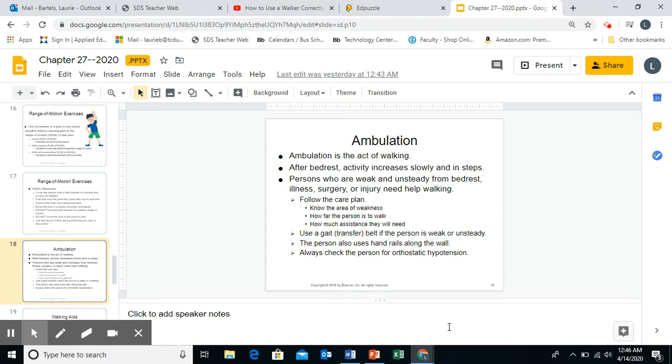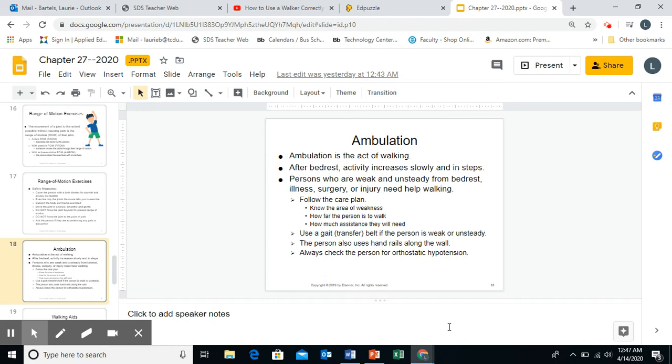Persons who are weak and unsteady from bed rest, illness, surgery, or injury need help walking. So you're going to have to help them get going and be there to support them because, again, they're not going to have the strength and endurance that they would usually have. You would have to follow the care plan, know if they have areas of weakness. Do they have left side weakness? If they do have a left sided weakness and you're going to help them, you should be standing on that weak side. If they have right sided weakness, you'll be on the right side. So you always support the weak side.